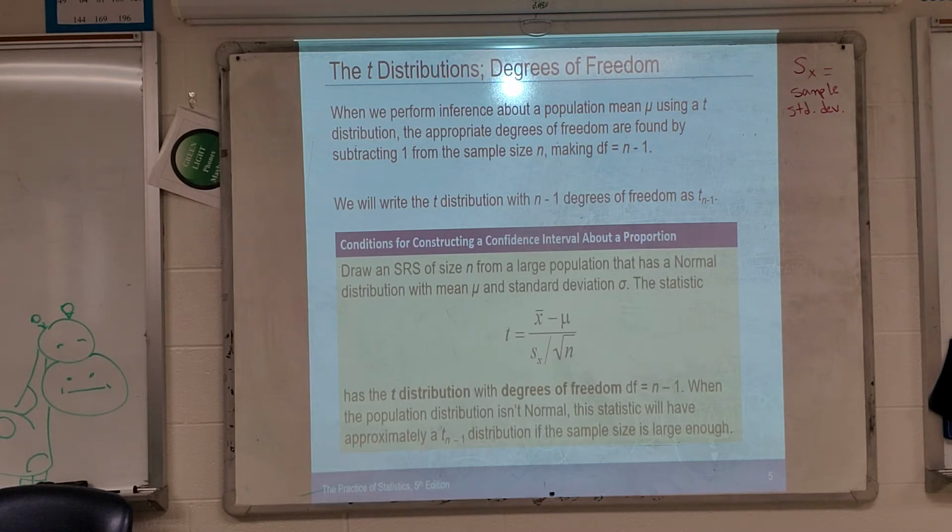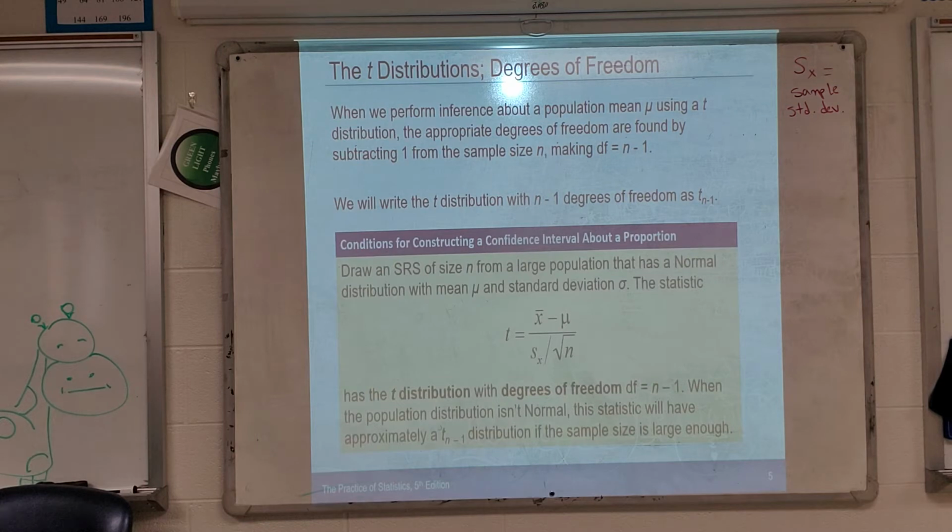So we'll write the t distribution with n minus 1 degrees of freedom as lowercase t with a little subscript, and it'll be whatever n minus 1 is. So t sub 5 means the sample size was 6, because it's n minus 1. T sub 39 means that the sample size was 40. You get what I'm going with that? What's the rule? The degrees of freedom is n minus 1, your sample size minus 1. The why, I don't want to get into.